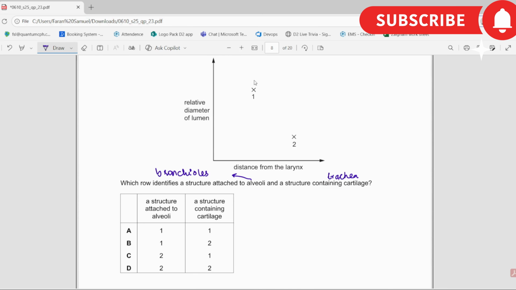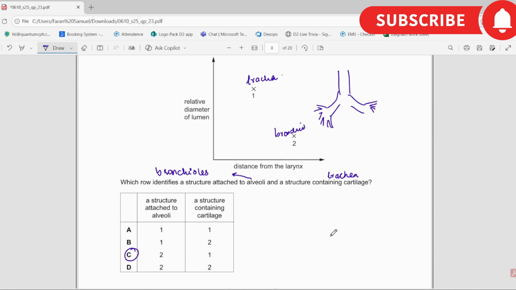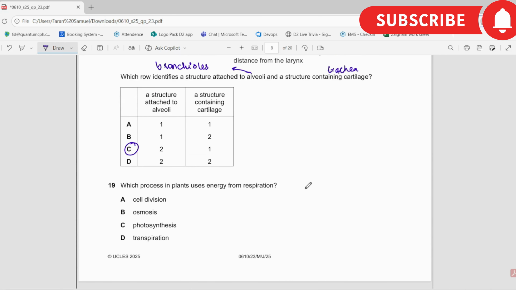Which has a wider lumen? Bronchioles has a wider lumen. So this one is trachea. It divides into bronchi, and then bronchi divide into bronchioles. So which has the wider lumen? Trachea has the wider lumen. So this one is trachea, and this one is bronchiole. So what is the answer? C, right? These are technicals, by the way.